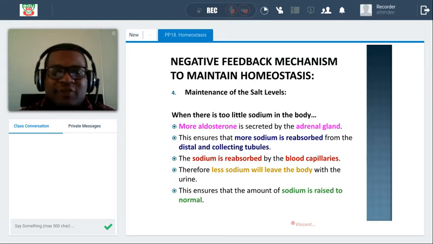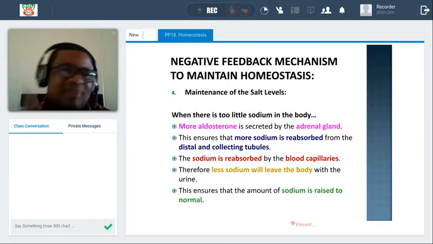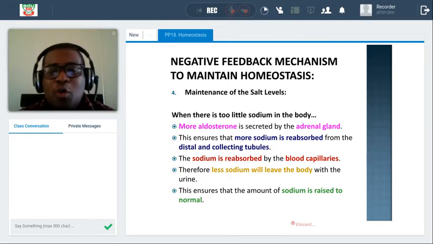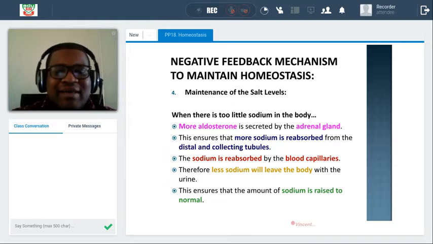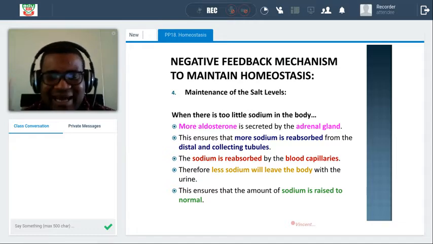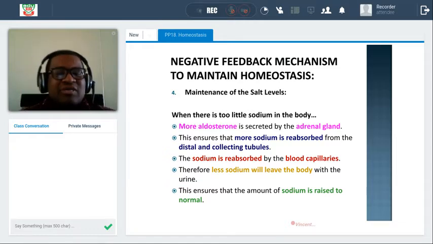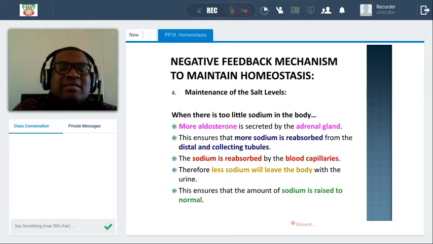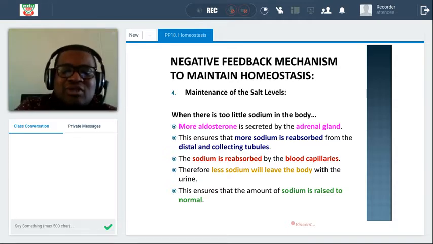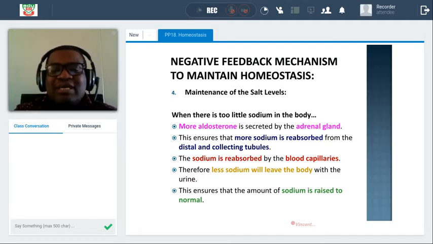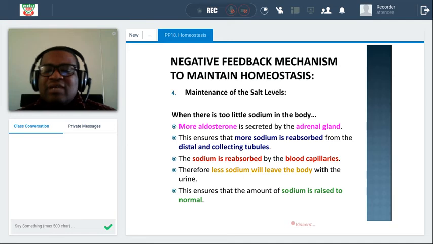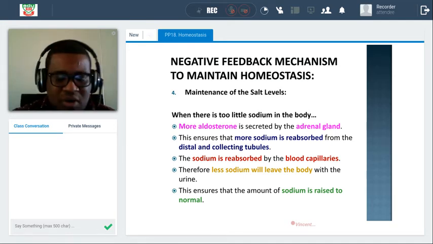So we look at the maintenance of salt. This is very important. You have to know this. Very, very important. Take note of this. So when there is too little sodium in the body, more aldosterone is secreted by the adrenal gland. Aldosterone by the adrenal gland. So this ensures that more sodium is reabsorbed from the distal and collecting tubules. So the sodium is reabsorbed by the blood capillaries. Therefore, less sodium will leave the body within the urine. This ensures that the amount of sodium is raised to normal.